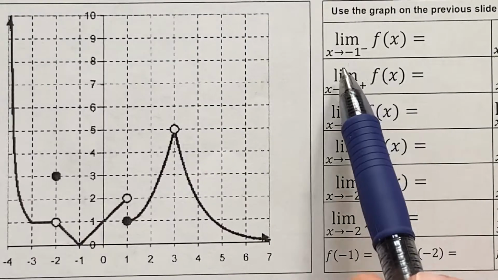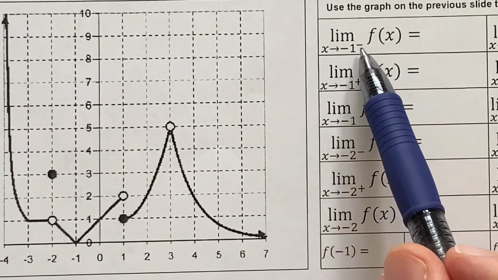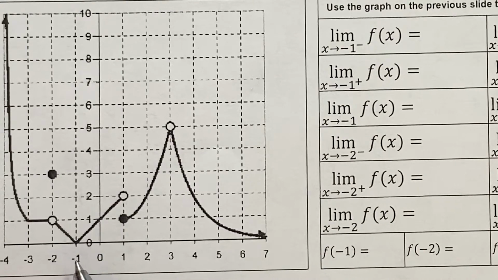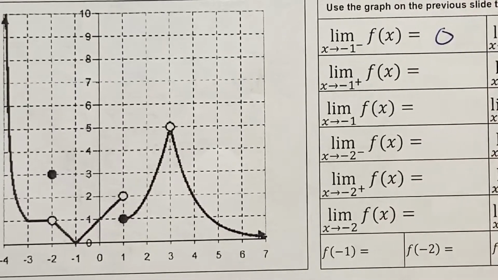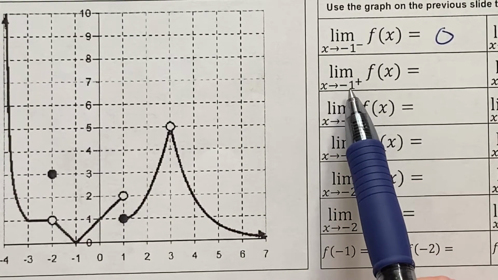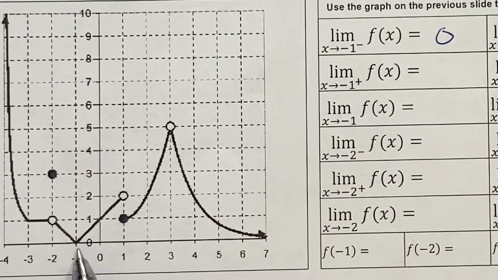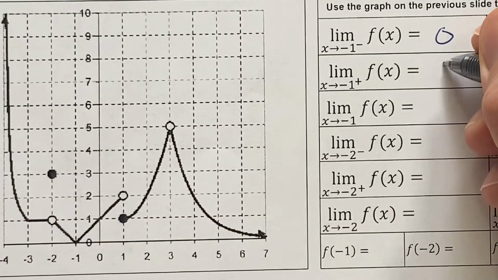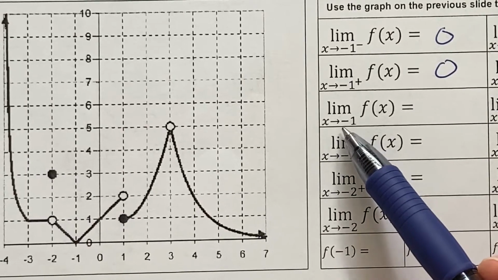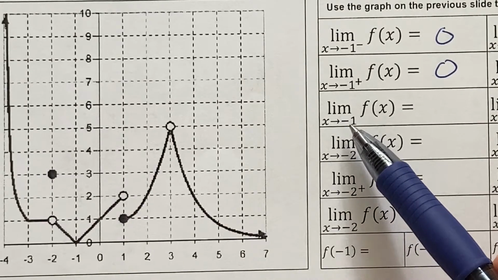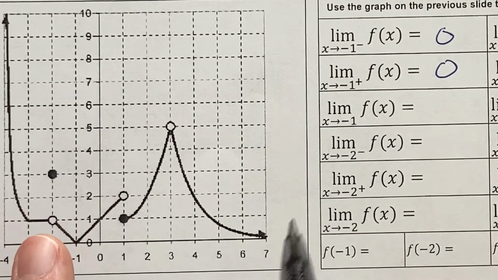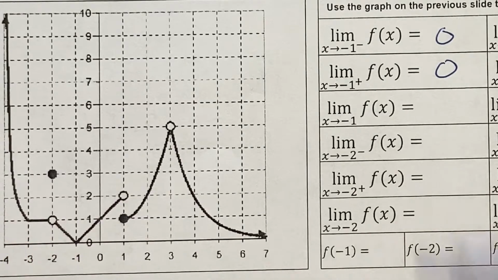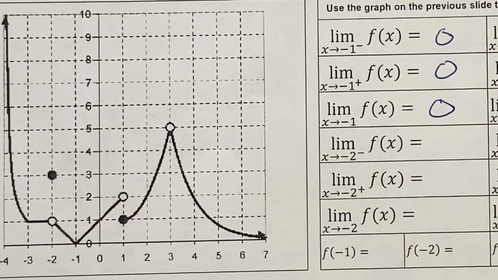I've got the limit as x approaches -1 from the left. So I'm going to look at my -1 value right here. From the left side, it looks like it's going down to 0. The limit as x approaches -1 from the right, it would be going to 0 as well. So the limit as x approaches just -1, since the one from the left and from the right are going to be the same, we got 0 right there.